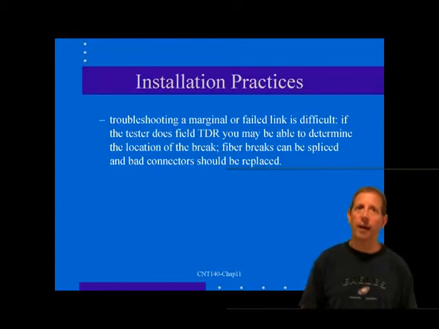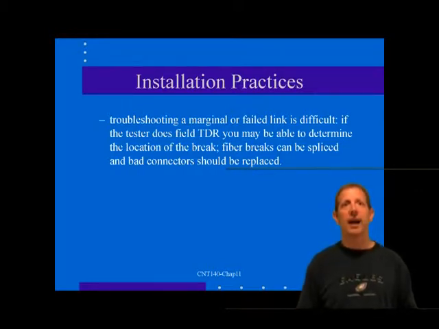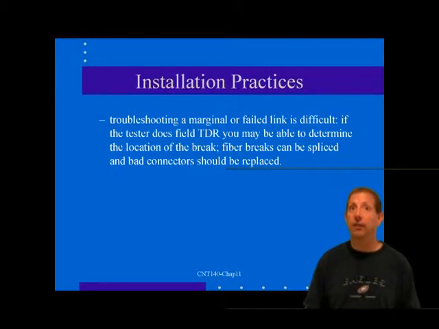This issue is a problem whether you're troubleshooting newly installed cable or a cable that's been installed and has been operating for some time. Your tester may be able to function as a field TDR in addition to the basic loss measurements. If so, it's simple to determine the location of a fiber break or a botched connector installation. Knowing which connector is bad or where the fiber is damaged saves a lot of time in repair.